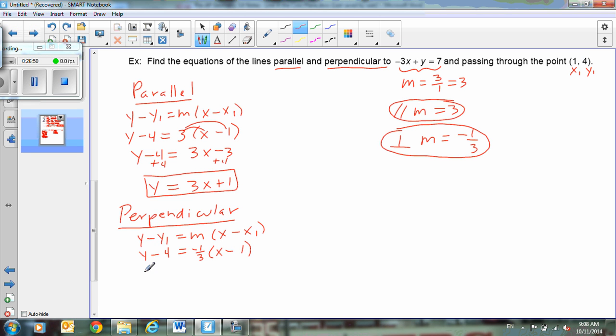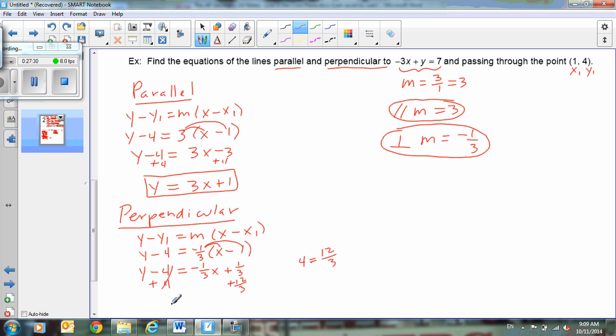All right, let's distribute on the right and get rid of those parentheses. So y minus 4 is equal to negative 1/3 x. And then we're going to take a negative 1/3 times a negative 1. And a negative times a negative is a positive, so that would be positive 1/3. All right, and then to solve for y, we're going to get the y by itself. We're going to add 4 to both sides. I need to add 4 to 1/3. So remember, 4 is the same as 12/3, right?